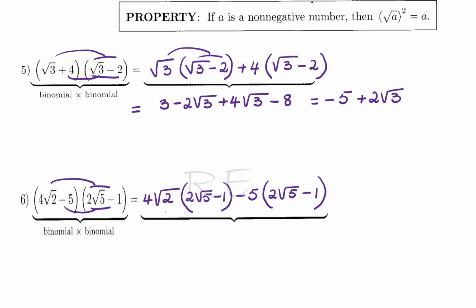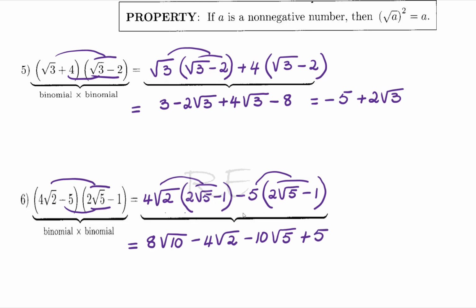We're going to distribute again. 4 square root of 2 times 2 square root of 5 will be 4 times 2, 8, and 2 times 5, 10. 8 square root of 10. 4 square root of 2 times negative 1, negative 4 square root of 2. Negative 5 times 2 square root of 5, negative 10 square root of 5, negative 5 times negative 1, positive 5. We are done because they are all unlike radicals and they are all in simplified form.